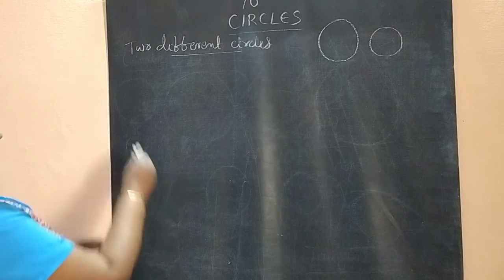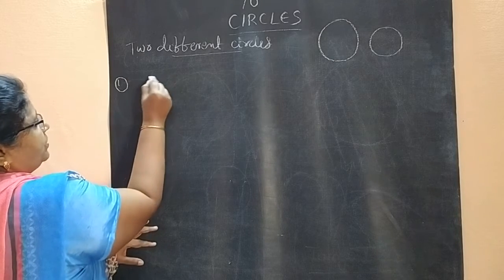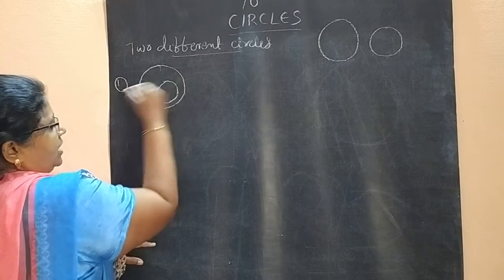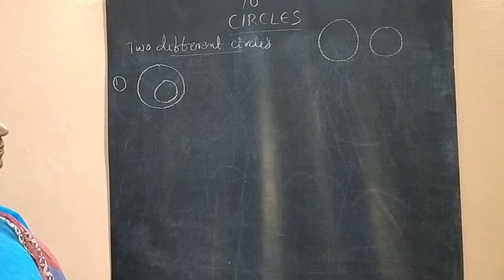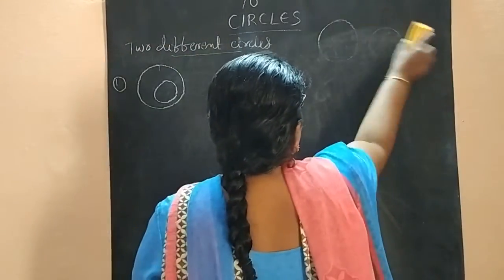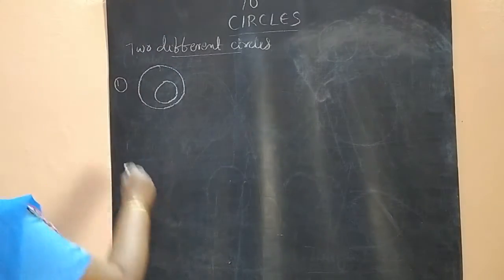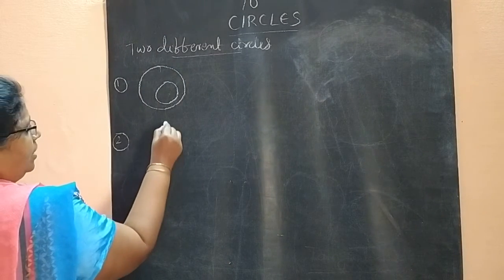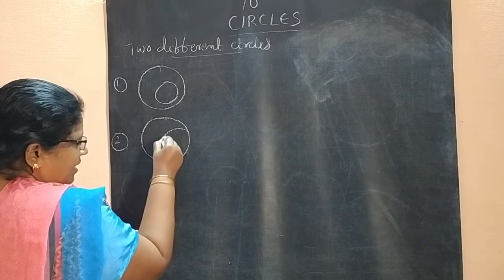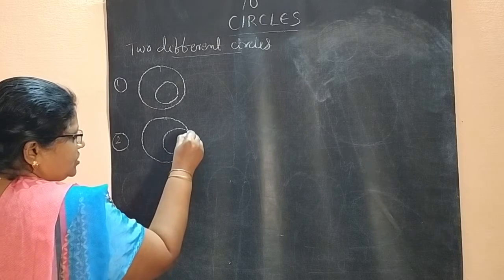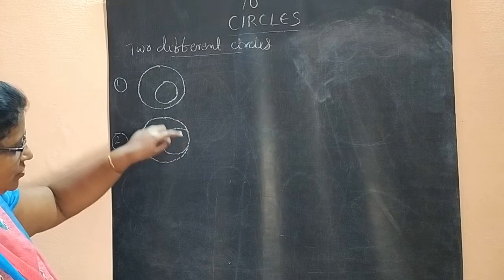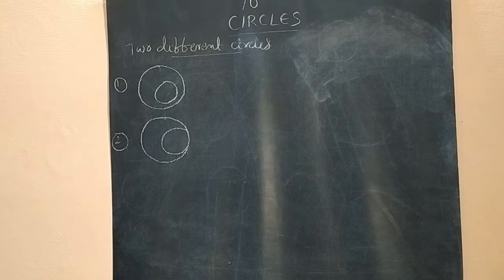How can we draw them? One method is to draw the bigger circle and draw the smaller circle inside. This is one method. Another method is to draw the bigger circle like this and draw the inner circle like this, so that it just touches the inner part. Here it is fully inside; this one just touches the inside.